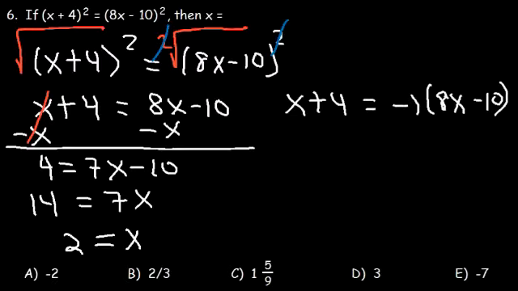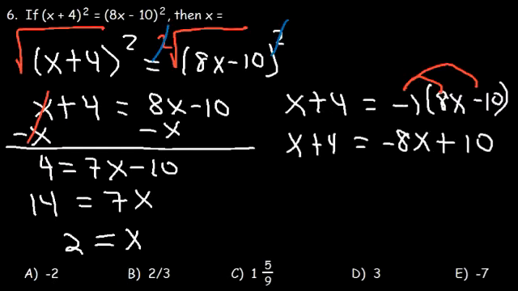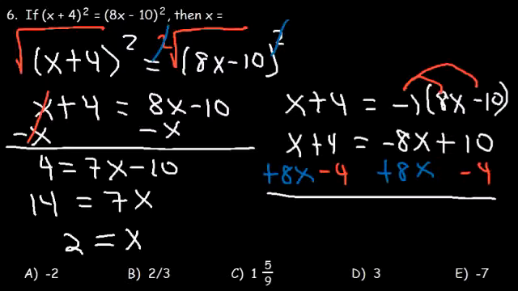So first, let's distribute the negative to the right side. So negative 1 times 8x is negative 8x, and negative 1 times negative 10, if we distribute, that's going to equal positive 10. So now, let's add 8x to both sides, and simultaneously, let's subtract both sides by 4. So this will cancel, and that will disappear as well.